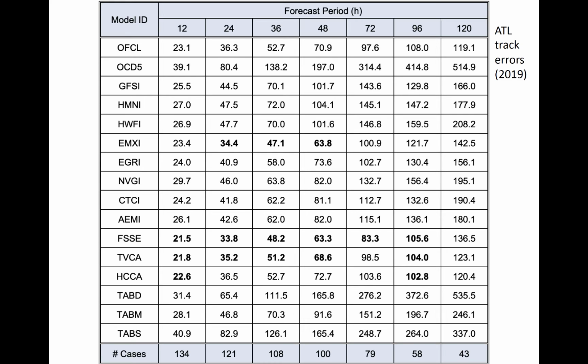Track errors here are shown in nautical miles. Bolded values indicate models that perform better than NHC at the time represented by that column. Ensemble systems like the FSSE, TVCA, and HCCA often perform better than individual dynamic models. Of the dynamical models listed here, only HWRF and the 2 Navy models, NavGem and COAMPS, had larger than 190 nautical mile error at 120-hour lead time.